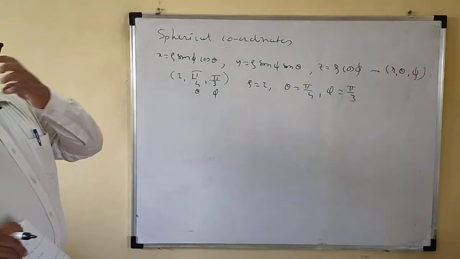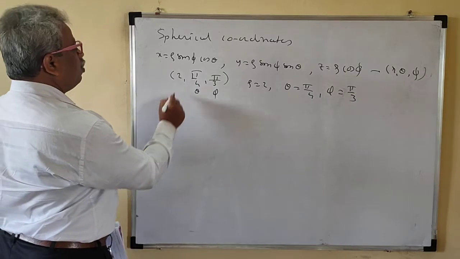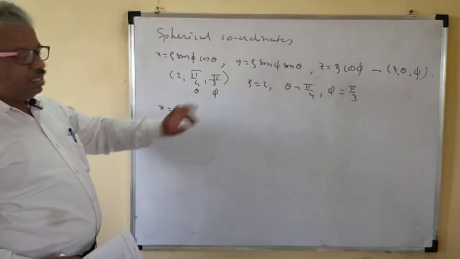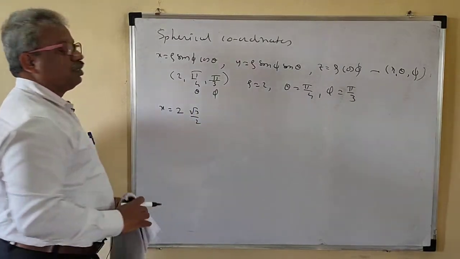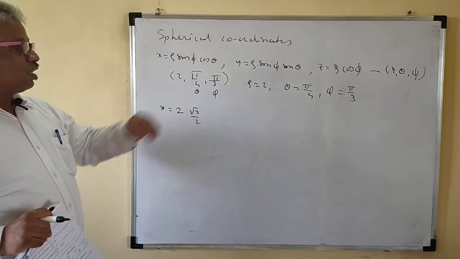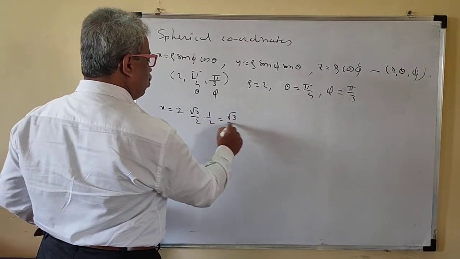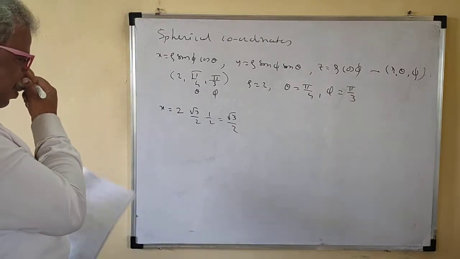Now you want to find the Cartesian coordinates. Easily you can find them. This is 2, sine of pi by 3. Sine 60 is root 3 by 2, into cos of pi by 3. Cos 60 is half. So this is root 3 by 2.